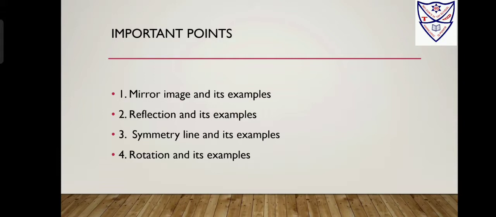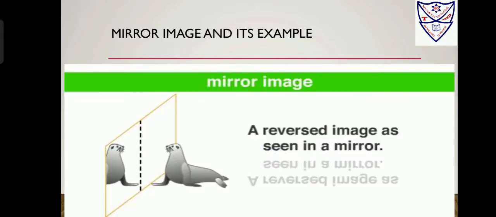So first of all we will learn about the mirror image and its example. So what is mirror image? A reversed image as seen in a mirror, that is called mirror image. Now here can you see this seal is there? This is standing in front of the mirror, so you can see the same seal is visible in the mirror also. So that is our mirror image which is reversed there.